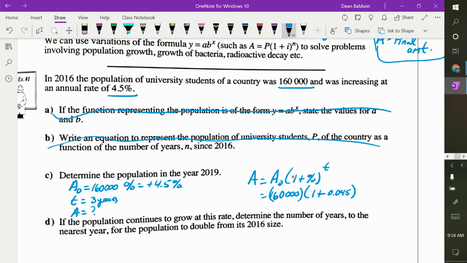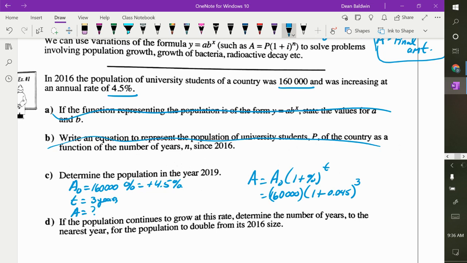0.045 to the power of 3. Since 0.045 is negligible, can we exclude it? Is what, sorry? Negligible. Yeah.